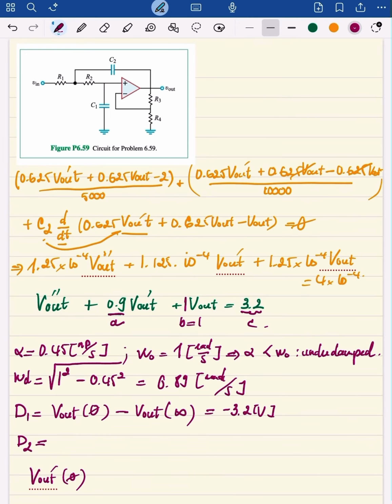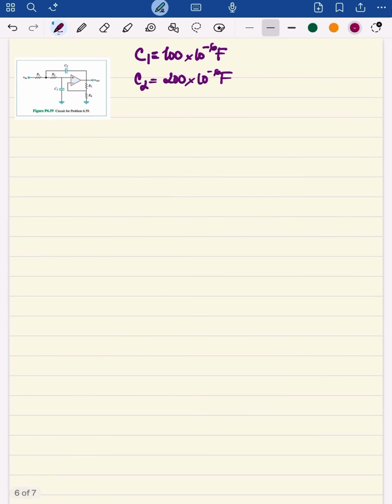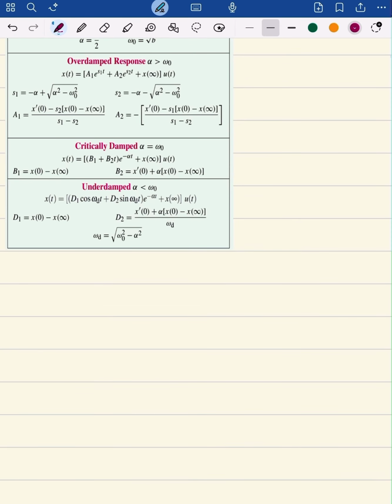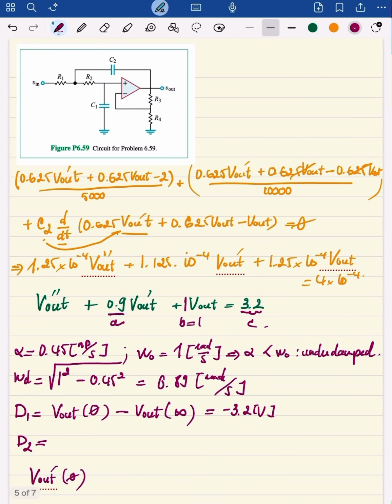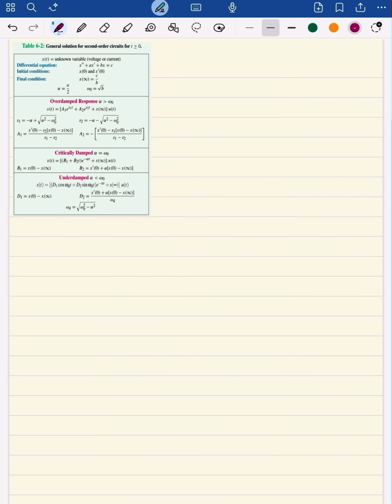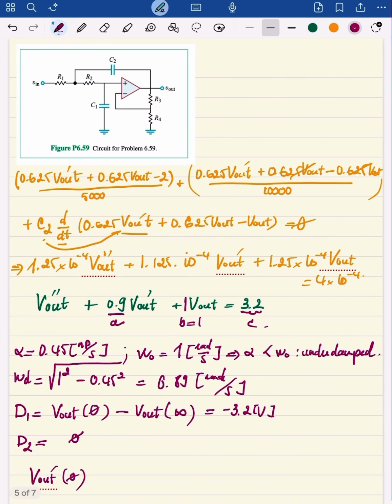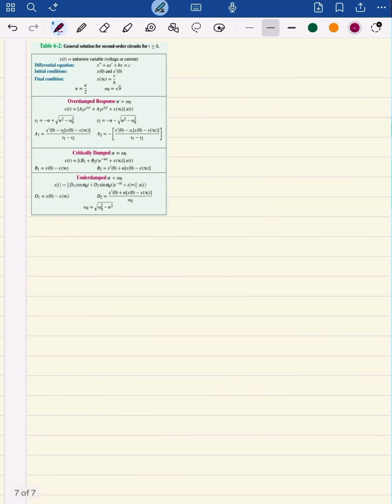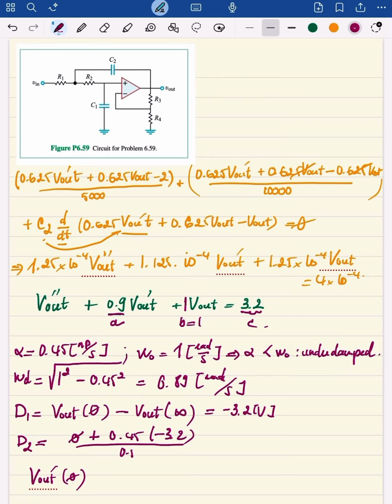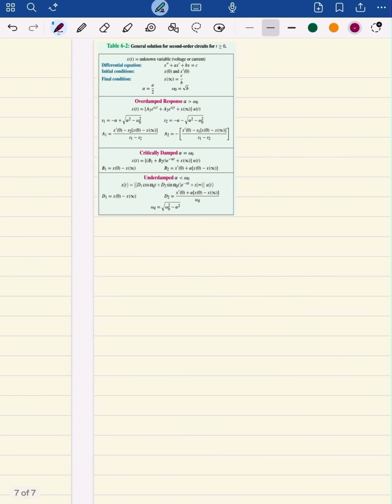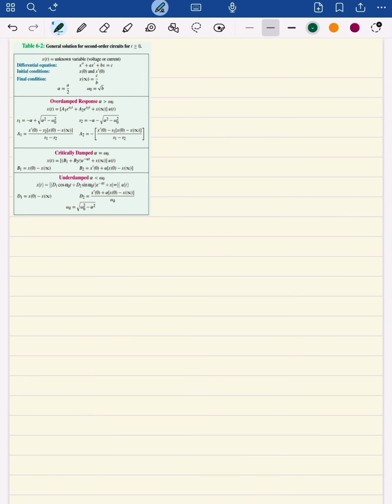Yeah. So D2, I have it right here. D2 is going to be V out prime at t equals 0, so it's just 0 plus alpha D1. Alpha is 0.45, and then our D1 is minus 3.2, over omega D. Omega D is 0.89. It's going to be minus 1.62.